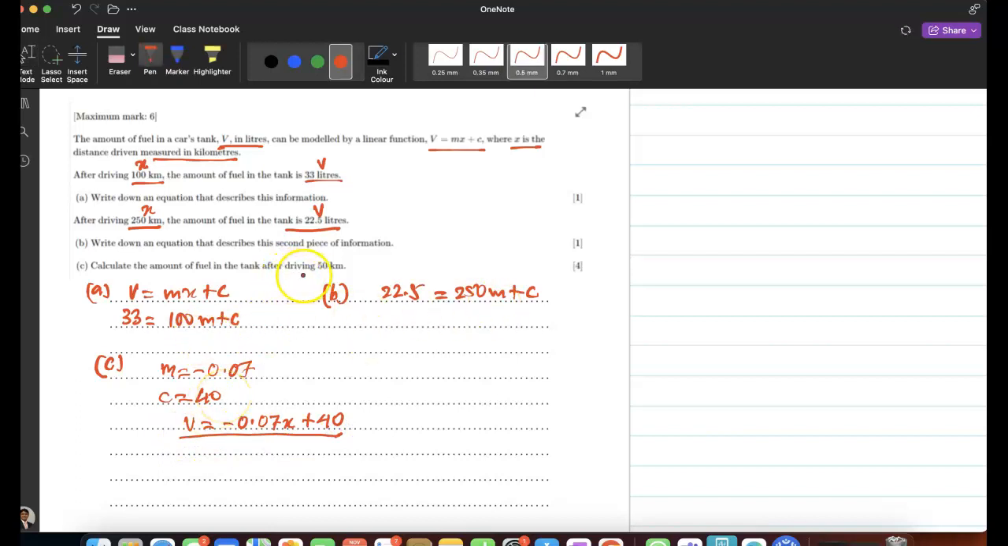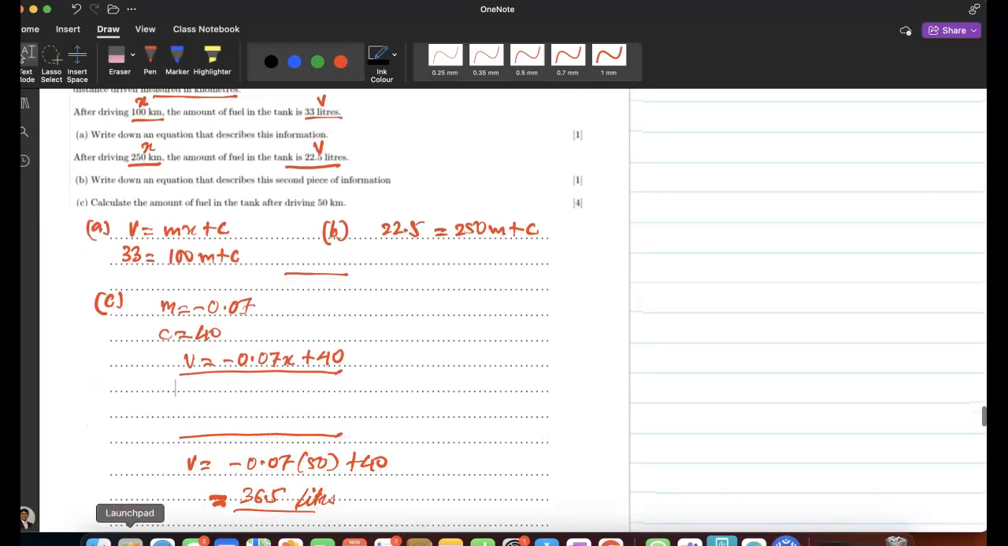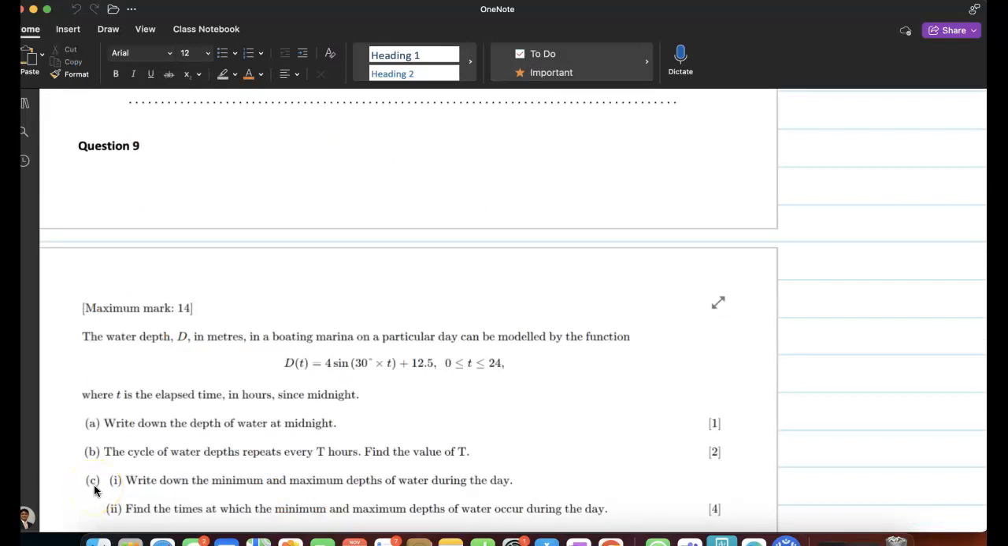Now we want the amount of fuel after driving 50 kilometers. So now you take your x as 50, put it back over here, plus 40. Use your calculator and solve it. If you solve this, you'll get 36.5 liters. So that completes your question 8. Question 9.